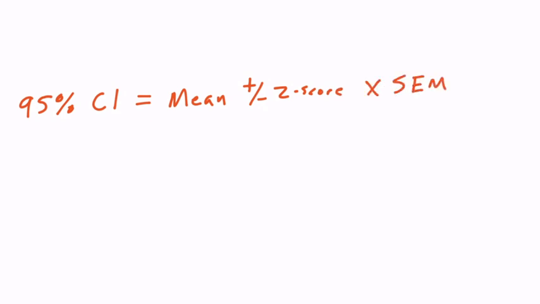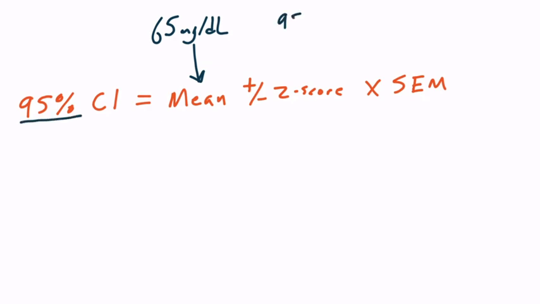So we are looking for the 95% confidence interval. Recall the equation for confidence interval is the mean plus or minus the z-score times the standard error of the mean. And we are told in the question stem that the mean, or average, is 65 milligrams per deciliter. And recall that the z-score is the number of standard deviations we are interested in using. And we can figure this out by looking at the confidence interval we are looking at, which is 95%.